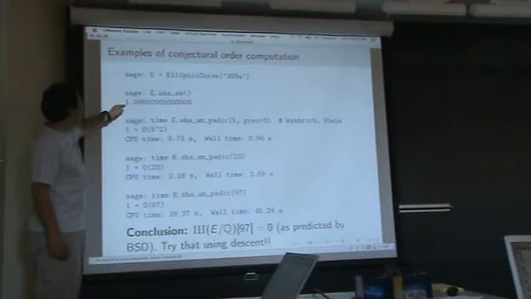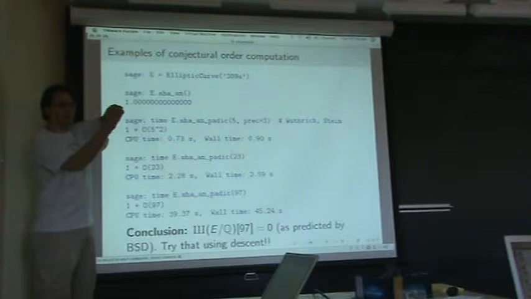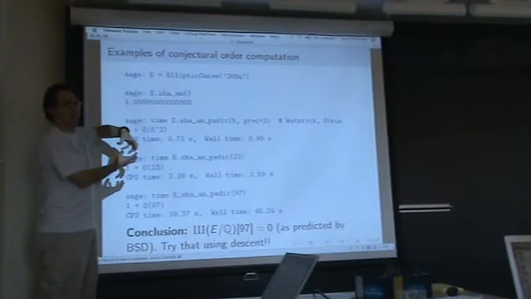We don't actually know that this is an integer, because if you look at what you're doing when you compute this conjectural order, you're dividing one probably transcendental number by another one, and there's no theorem that says that that quotient is even a rational number.